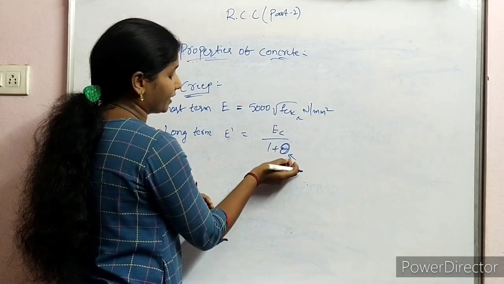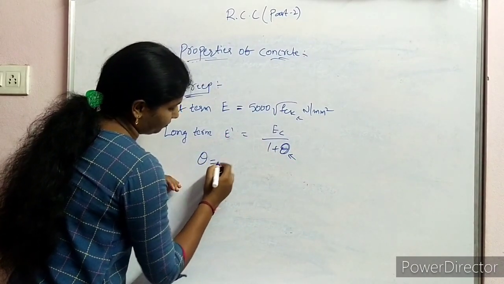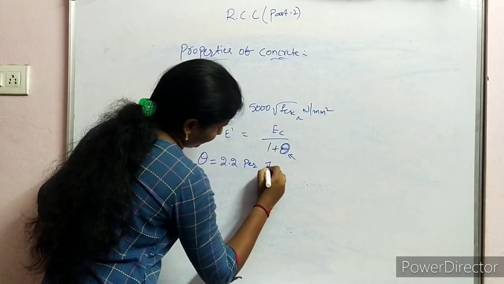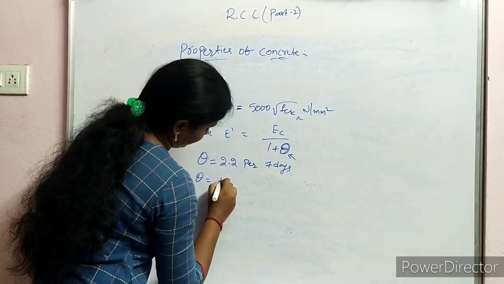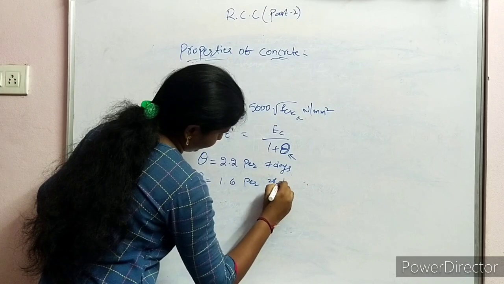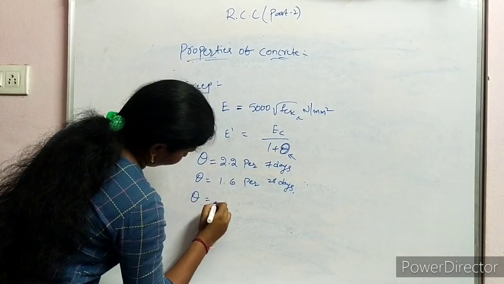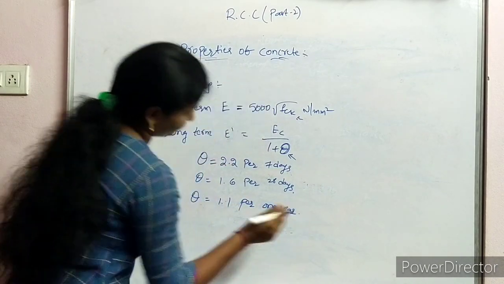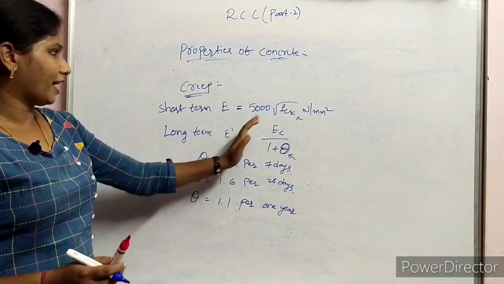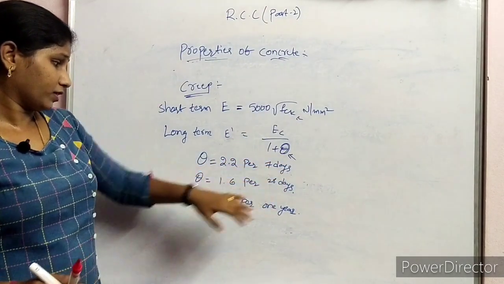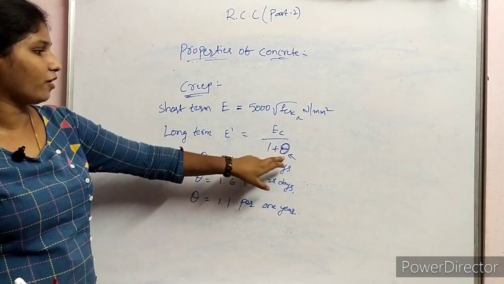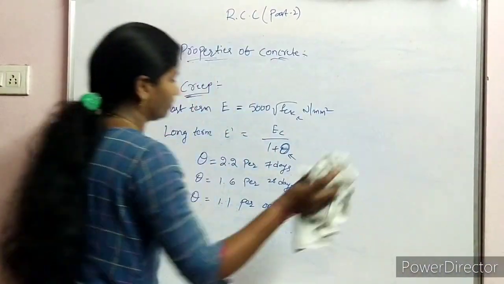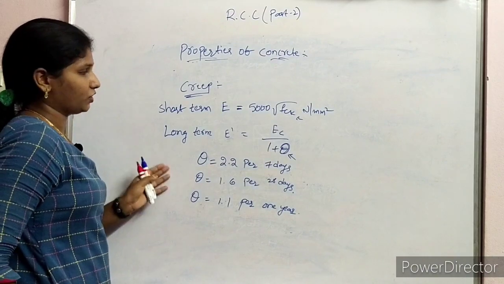How much value do we take for creep theta? Creep theta is 2.2 for 7 days, 1.6 for 28 days, and 1.1 for 1 year or more than 1 year. These values are kept constant while calculating. By using these creep values we calculate and know the value, and depending upon these terms we have to design the structure.